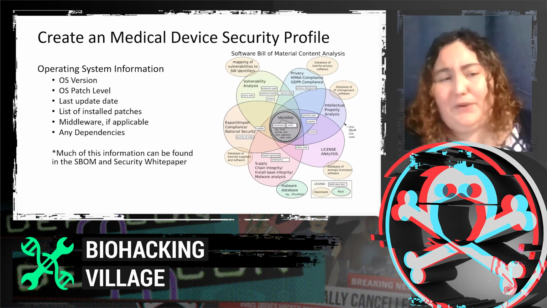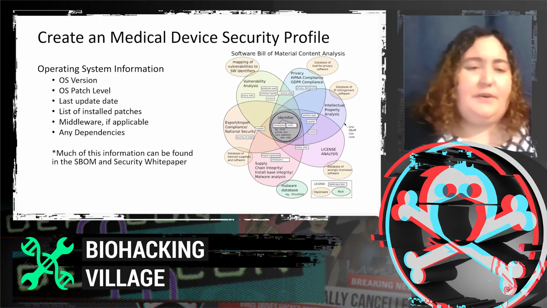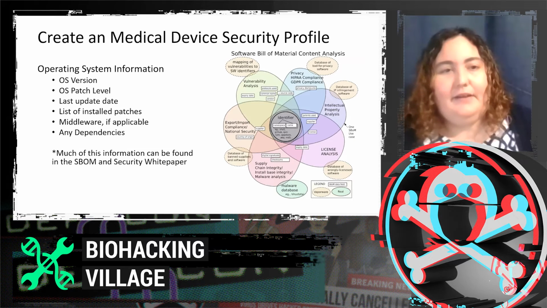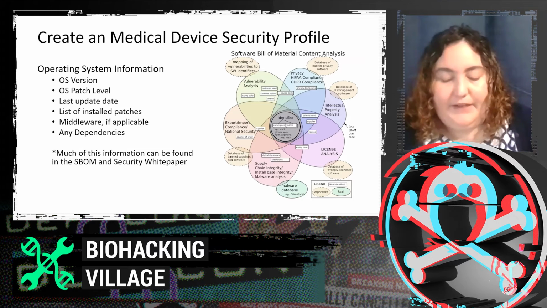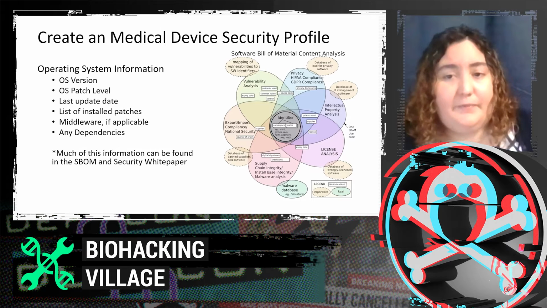The white paper should also tell you what your operating system is and its patch level and update. It's going to let you know if there's any middleware, any dependencies. There are often network flow diagrams. You can get an idea with the documentation that your vendors provide of what your risk is.